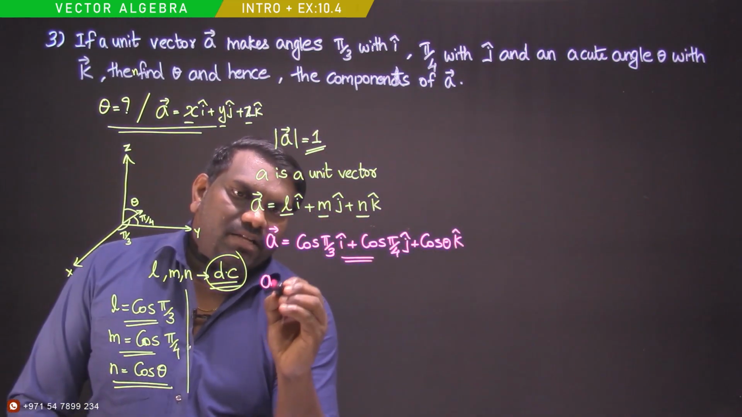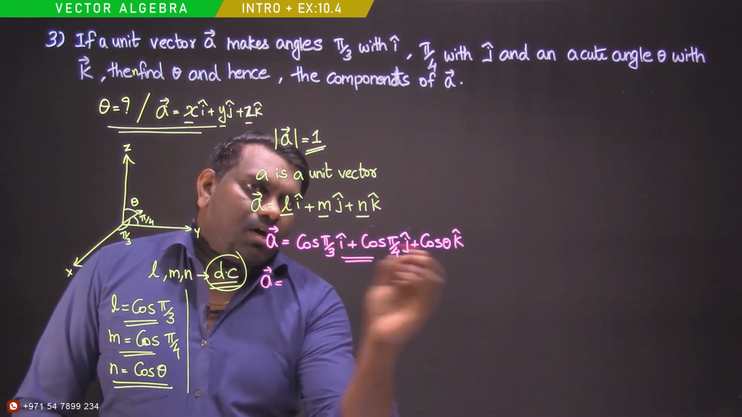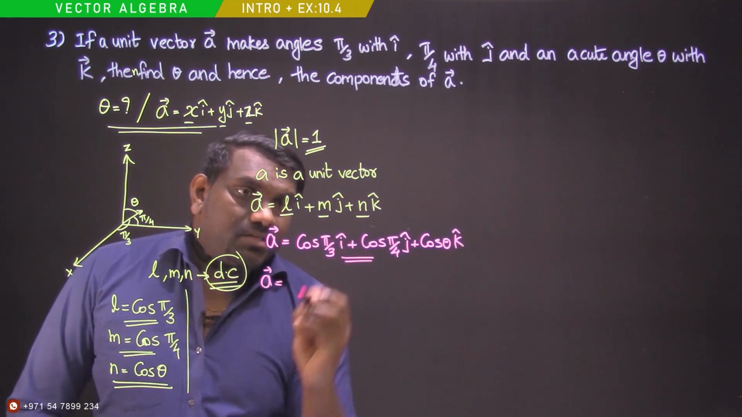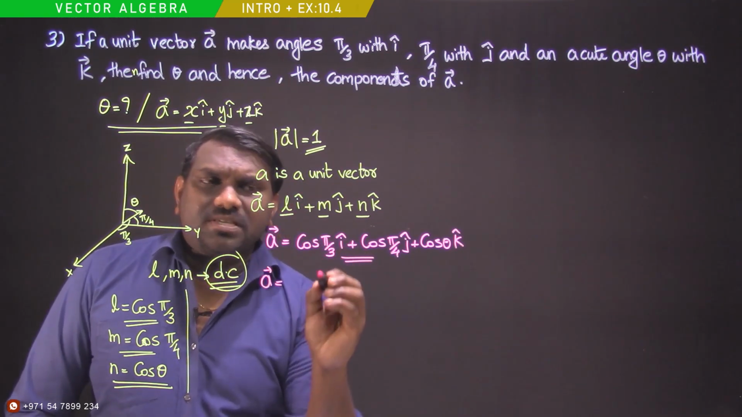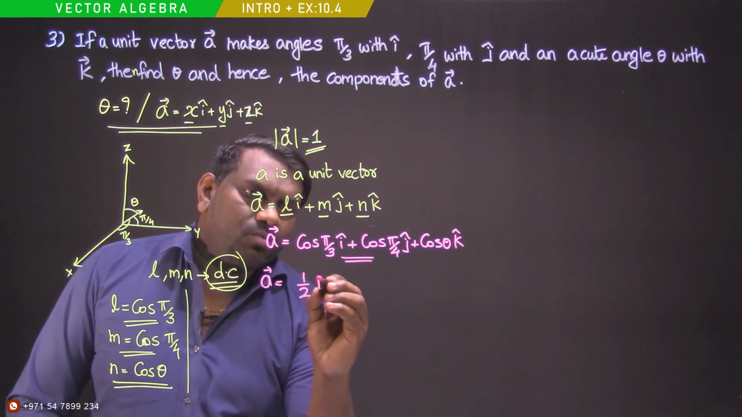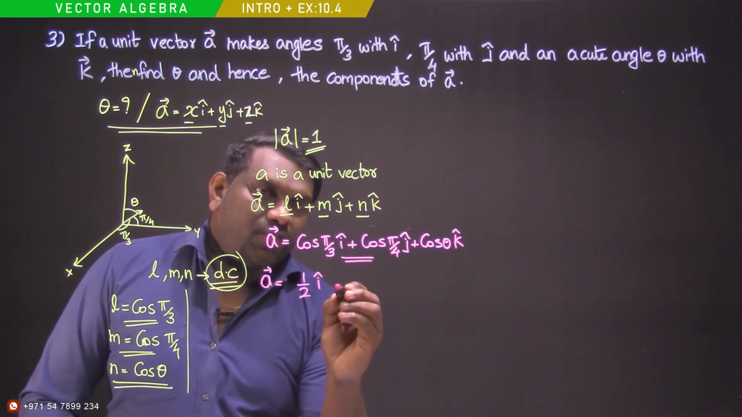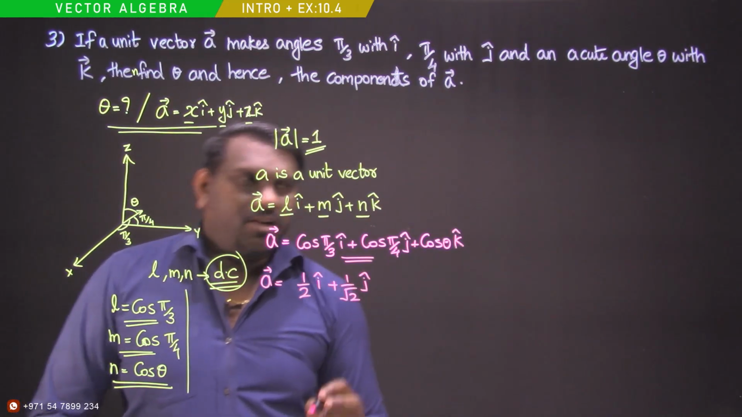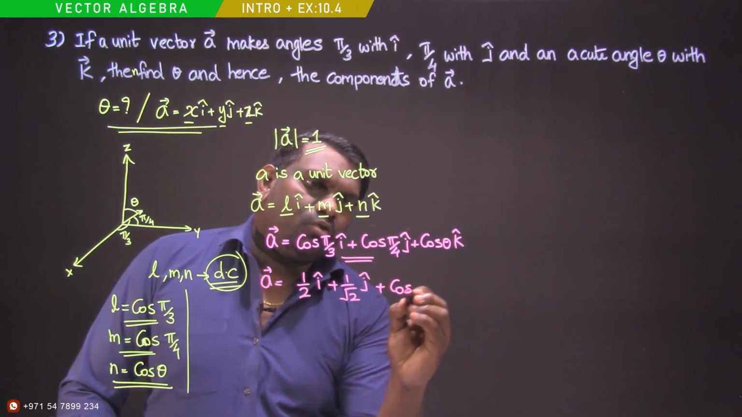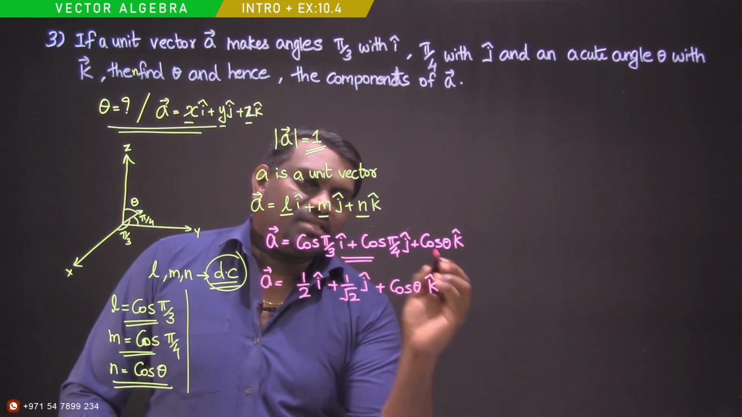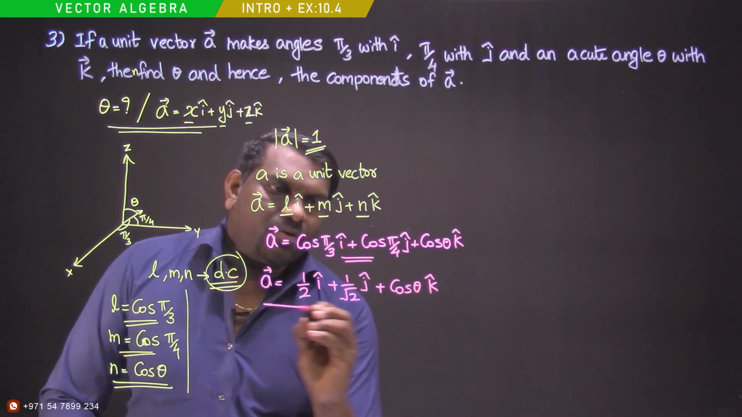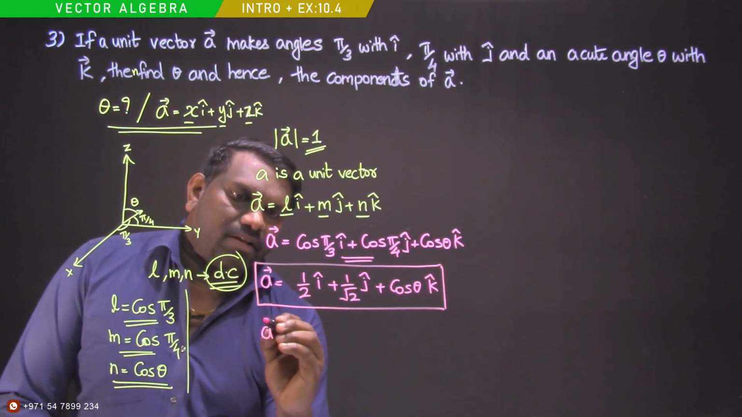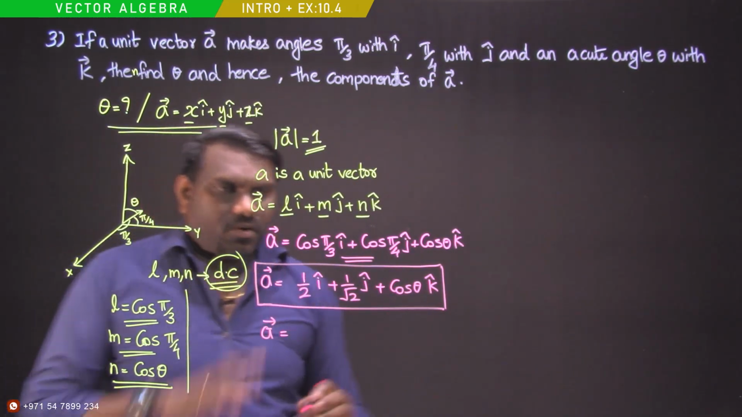One more step: I can substitute these values. What is cos pi by 3? According to the table, cos pi by 3 is cos 60, which is 1 by 2, so 1 by 2 i. Cos 45 is 1 by root 2, so 1 by root 2 j. These values have to be memorized. This one I have no clue about, because it is theta. We have to find it at the end, so let it stay here, and we will write a step for it at the end.